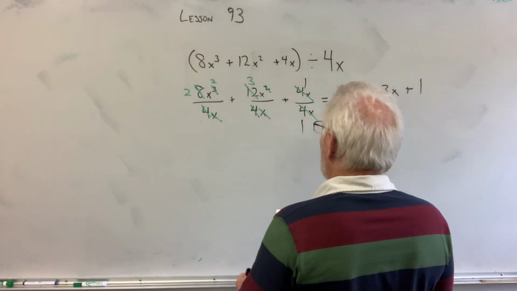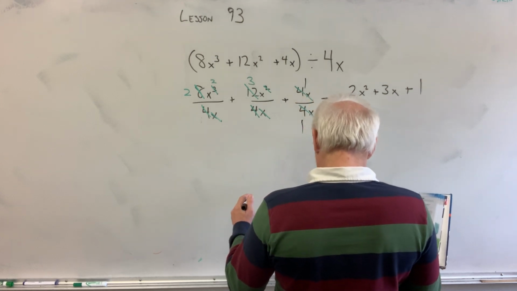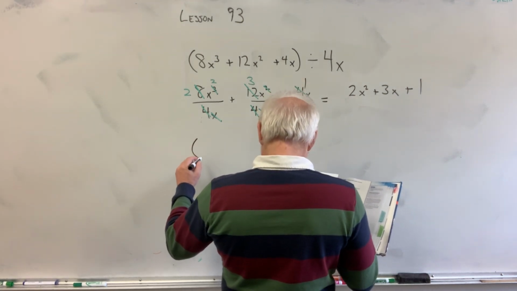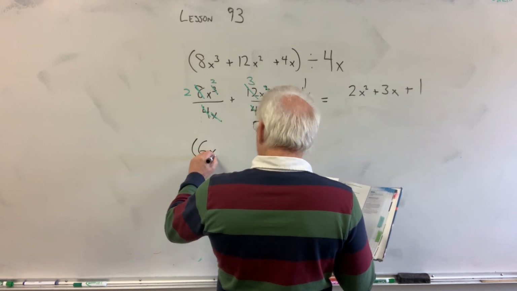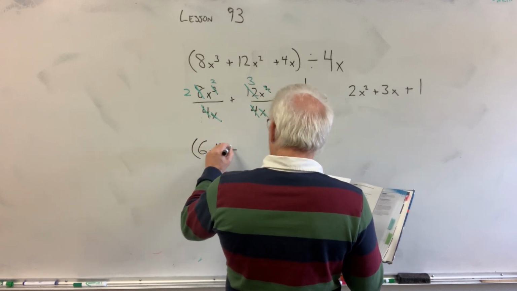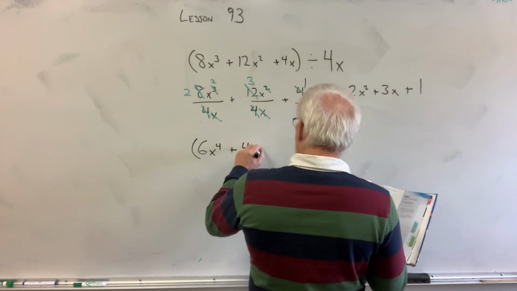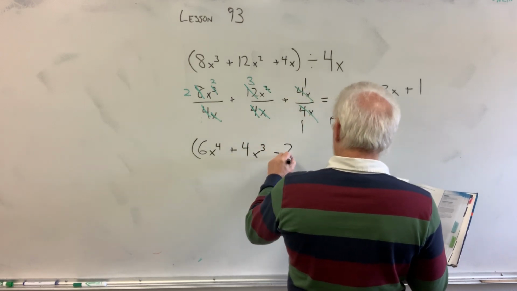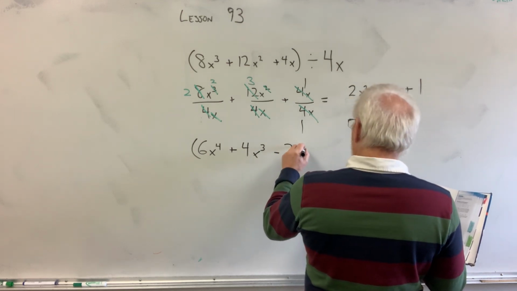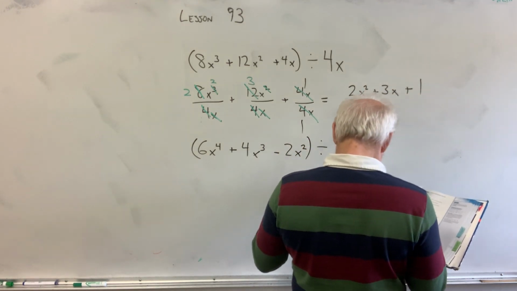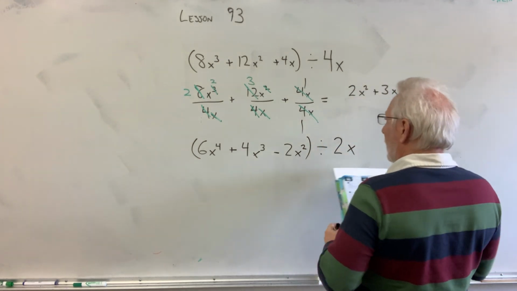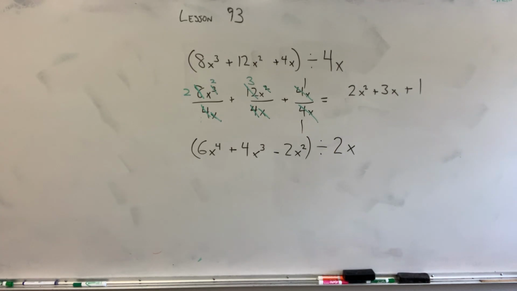So let's try one like that. I'm going to put this one up here. I want you to give it a shot. We're going to go 6x to the 4th plus 4x to the 3rd minus 2x squared. I'm going to divide that whole thing by 2x. All right, so go ahead. You're going to get a chance to stop it. Stop the video. See if you can solve that one and come up with the correct answer. All right, go.